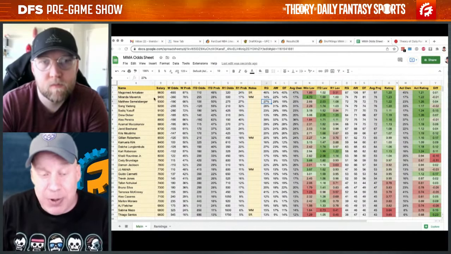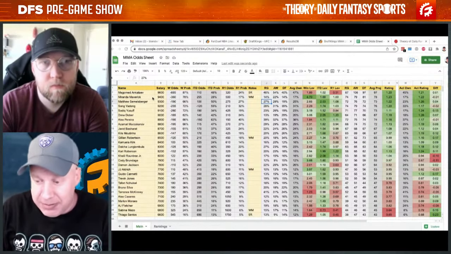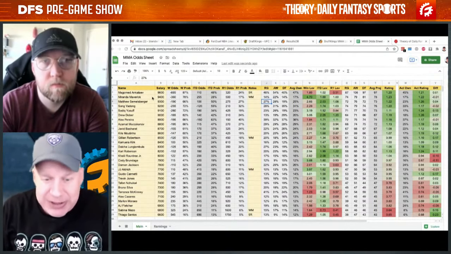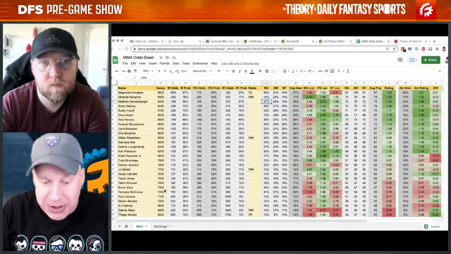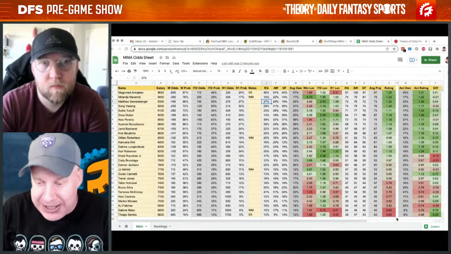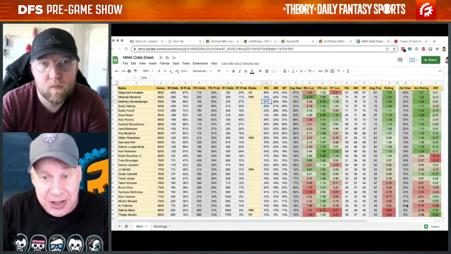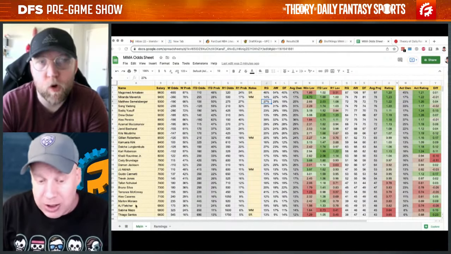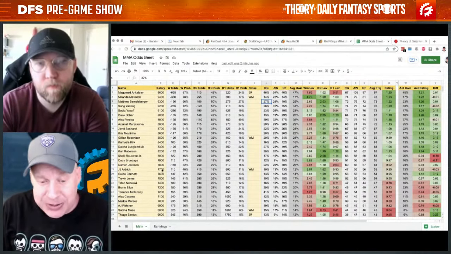So there are probably twice as many Maverick McKinney lineups because Maverick's still 9,400 and you need a cheap underdog. So if I'm going to play Maverick, maybe I want to play Fletcher instead to get even lower ownership. But if you're not playing Maverick or Ankalaev, you probably don't even have to play McKinney or Fletcher at all. And then you should be using like the mid-range.